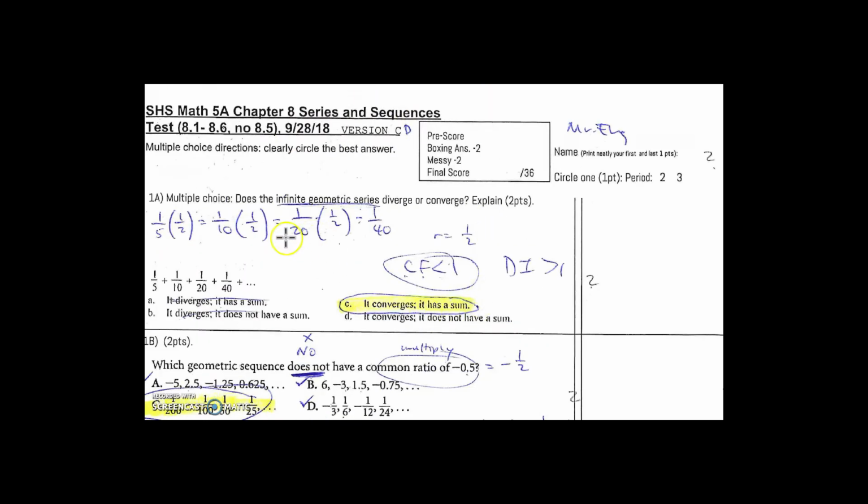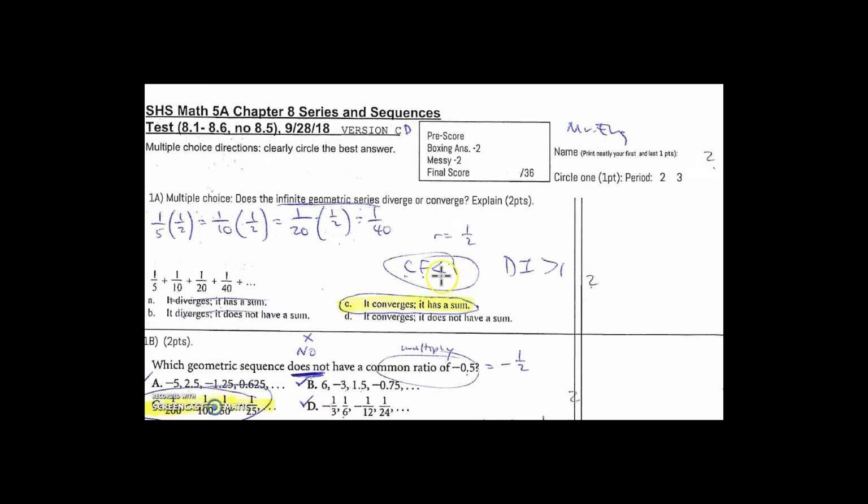Question number 1. Does this infinite, there's the key word, infinite geometric series diverge or converge? Explain. So, keyword, you should look on your formula sheet for infinite. You know it's infinite, and then you know that going from here to there, you have 1/2. You're multiplying by 1/2. Your ratio is 1/2.